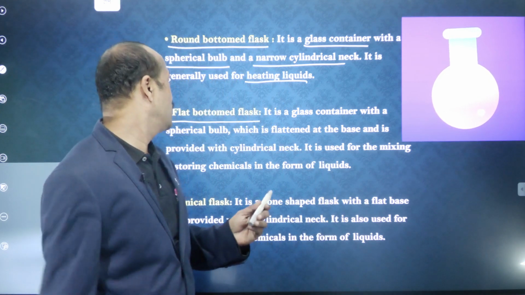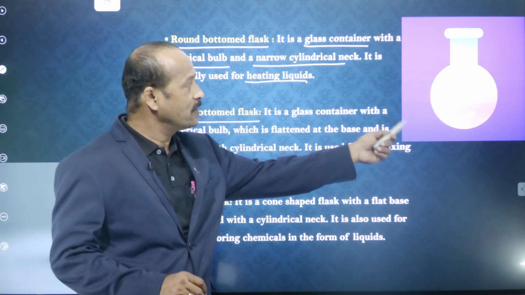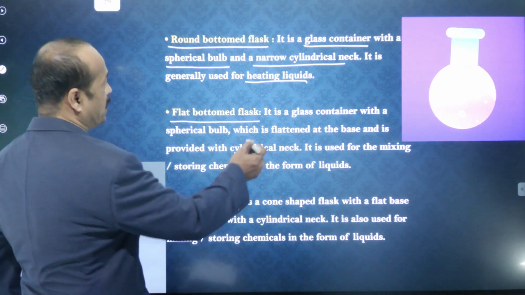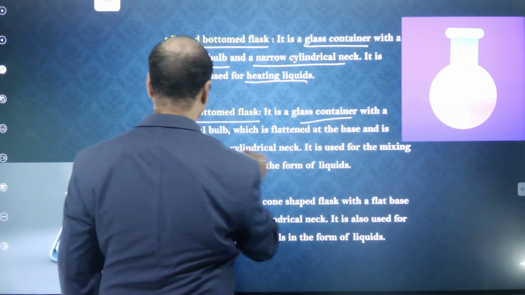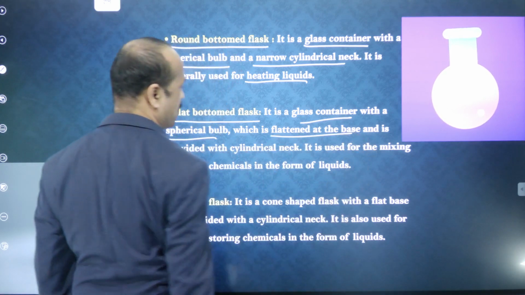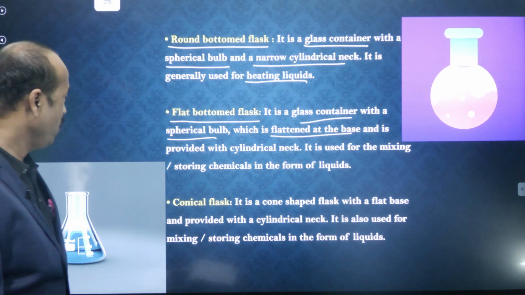Right. So here, the flat bottom flask. It's the same, like this one only, but instead of a round bottom, there will be a flat one. It is also a glass container with a spherical bulb, but here the base is flat. Okay, so that's about the flat bottom flask.